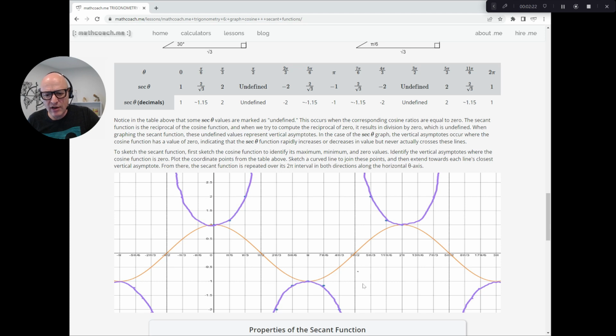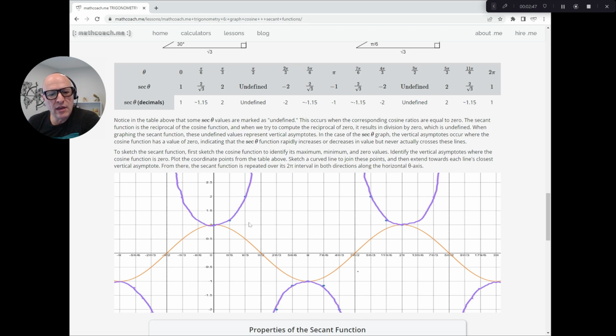And we have one at 270 degrees. Basically, at every odd integer multiple of pi over 2. So negative pi over 2, pi over 2, 3 pi over 2, 5 pi over 2, and so on. So that's where our asymptotes are.